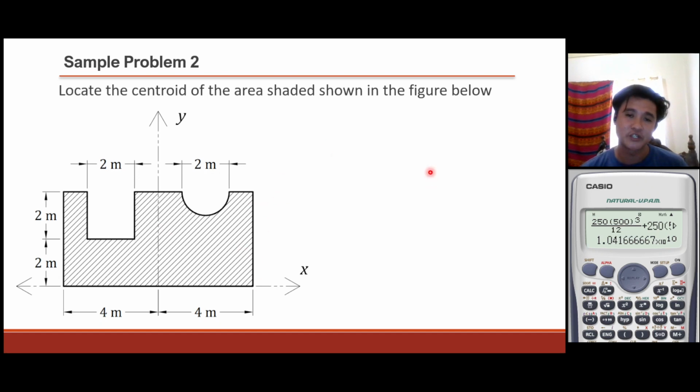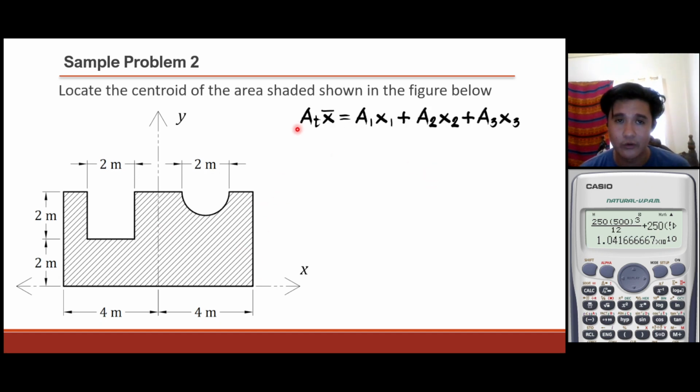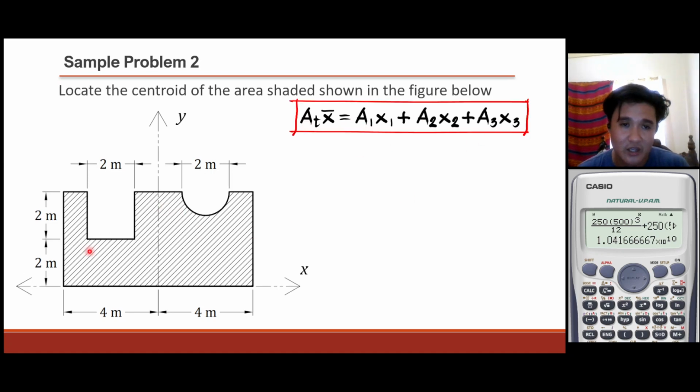Okay? So yung approach natin, meron tayong equation for the total in getting the centroid. So meron tayong area total, area 1, area 2, area 3. So let us call this area as yung area 1 natin. So area 1 natin, that is 4 by 8. Okay? And then yung area 2 natin, we will set this as area 2, yung square natin na butas.